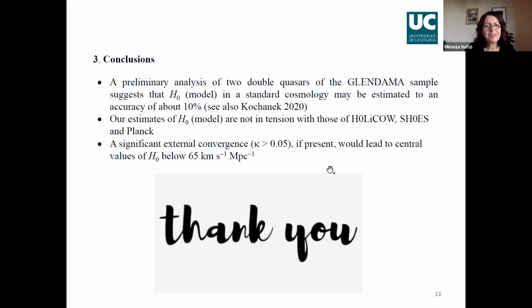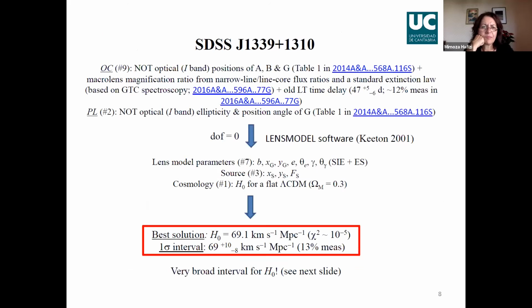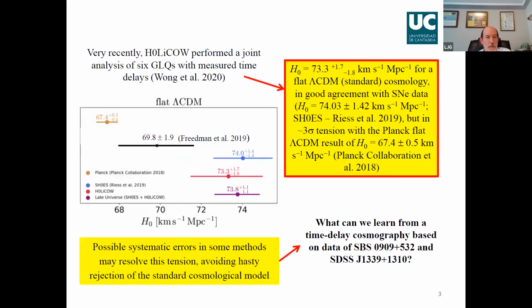Maybe one small question. I am interested to know your opinion on why there is some divergence between other time delay results and yours. For example, the results for the H0LiCOW collaboration are in good agreement with a larger value for the Hubble constant.